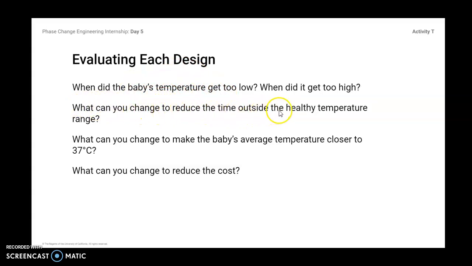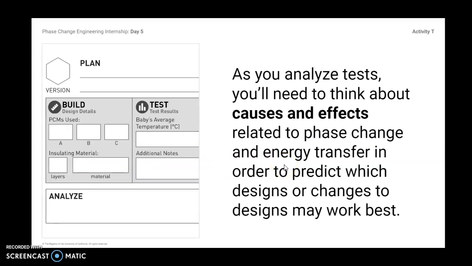What can you change to reduce the time that the baby spends outside of that healthy temperature? And what can you change to make the baby's temperature closer to 37 degrees Celsius? And how can you reduce the cost? So, as you analyze the test, you'll need to think about causes and effects related to phase change and energy transfers, in order to predict which designs or changes to designs may work the best.